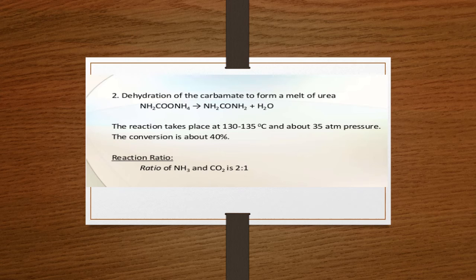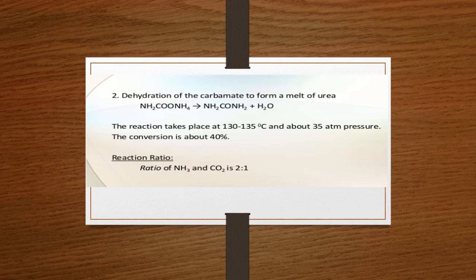The ammonium carbamate is heated to the melting point of urea, 133 degrees centigrade, and the compound formed is urea, with the formula NH2 C double bond O NH2, plus H2O. Now look at the urea that is formed. It has one carbonyl group, C double bond O, and two NH2 groups. The reaction takes place at 130 to 135 degrees centigrade.